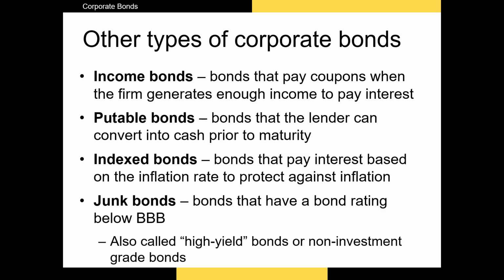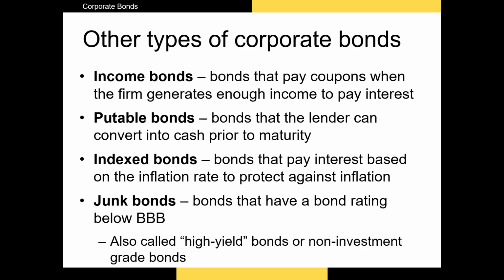First, we have income bonds. Income bonds are bonds that only pay coupon payments when the firm that issued them has enough income to make the coupon payment. Because the firm doesn't need to make a coupon payment in every period, these bonds are less risky for the firm to issue.